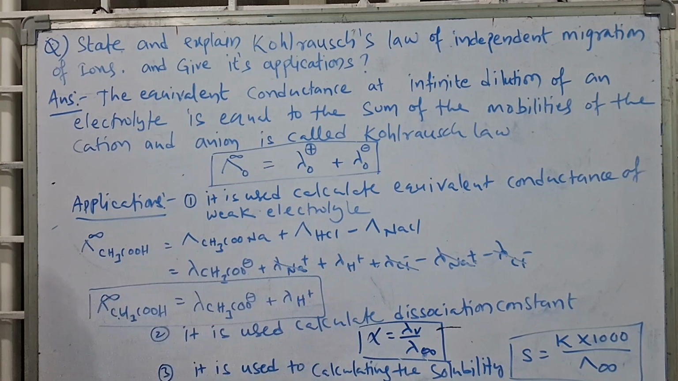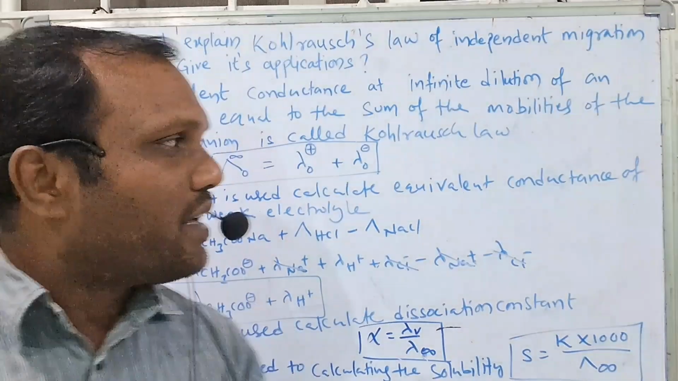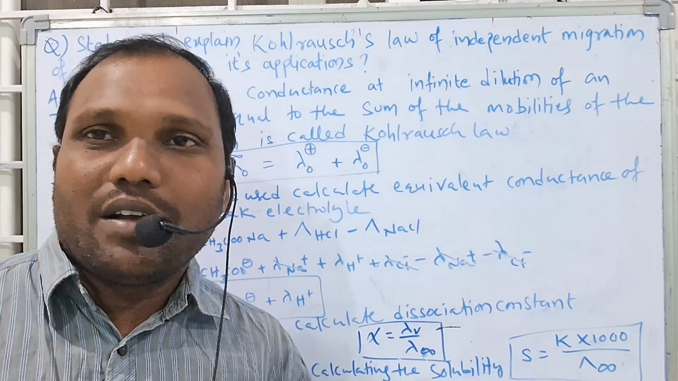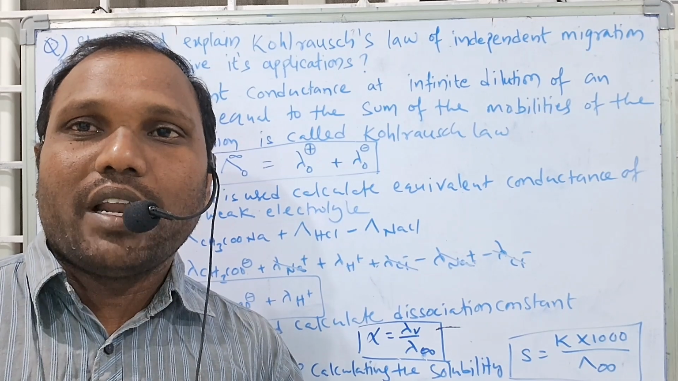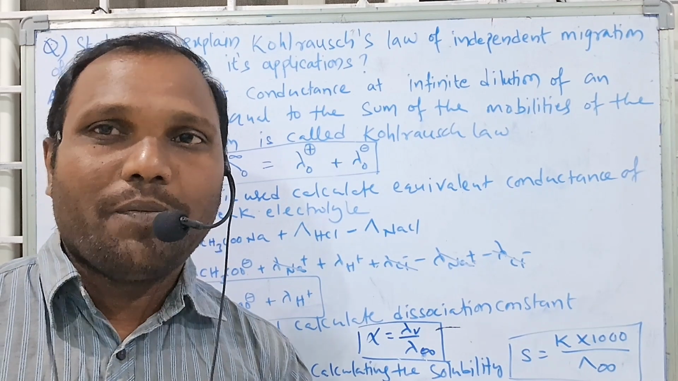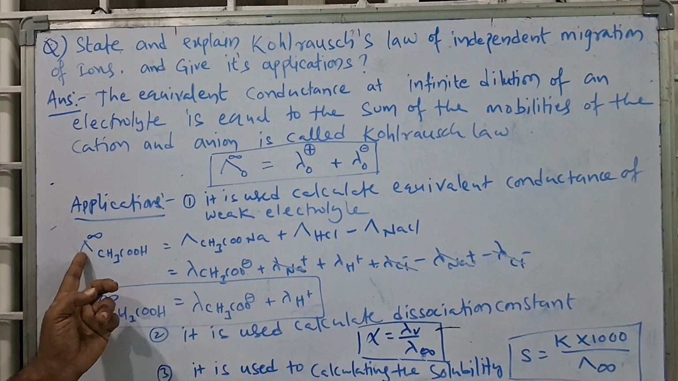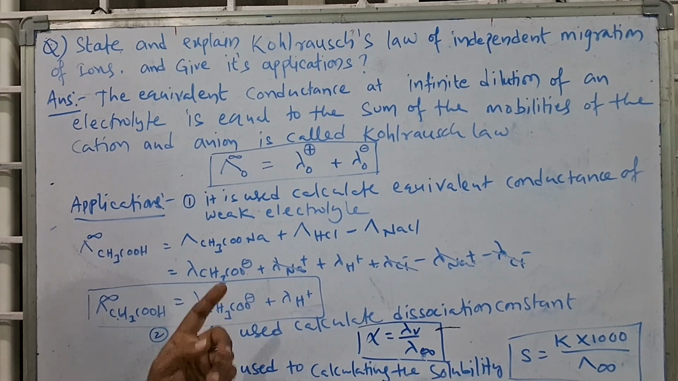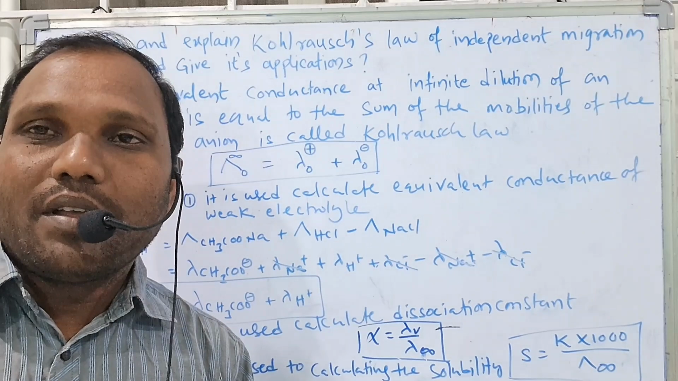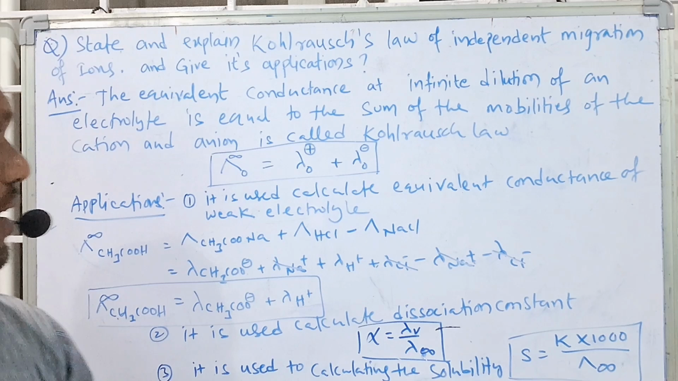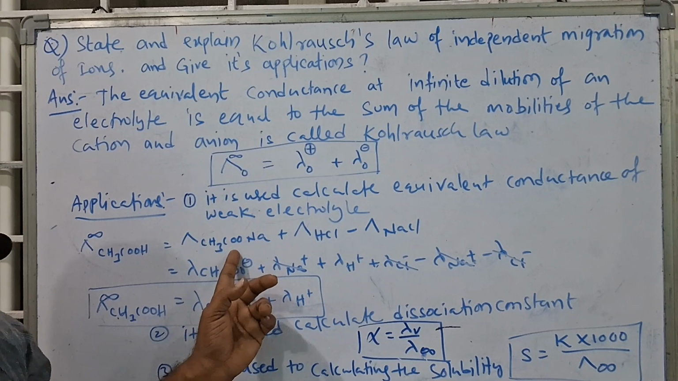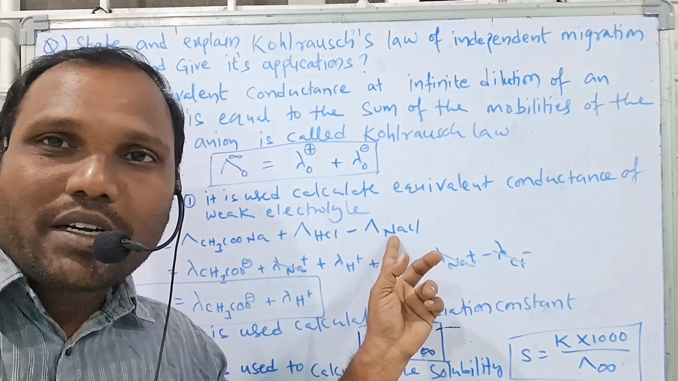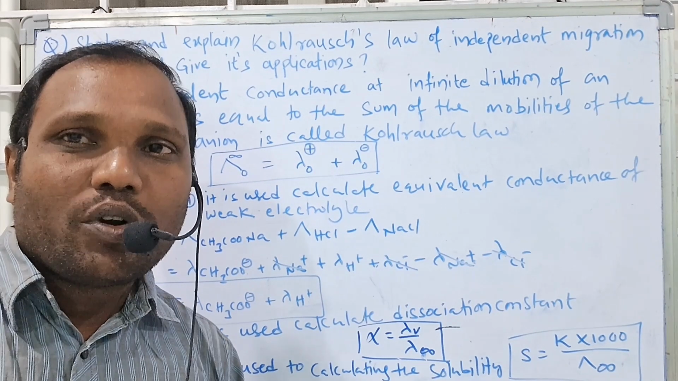It is used to calculate the equivalent conductance of weak electrolytes. Here is an example now I am giving. Here the equivalent conductance of acetic acid is calculated by the sum of the equivalent conductance of sodium acetate and hydrochloric acid. Then it is subtracted by the equivalent conductance of sodium chloride.